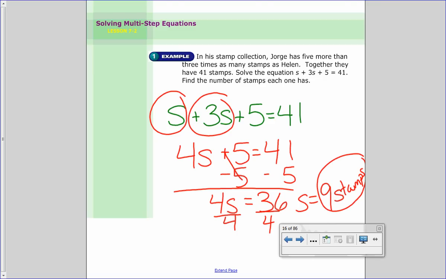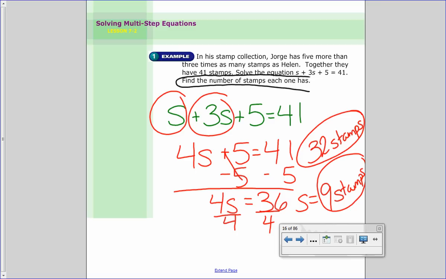So Jorge has 5 more than 3 times as many stamps as Helen. So if Helen has 9 stamps, well, 3 times that is 27, plus 5 is 32. So Jorge has 32 stamps. We had to go back to the original because if I would have stopped at 9, I wouldn't have answered the whole question, which was find the number of stamps each student has.